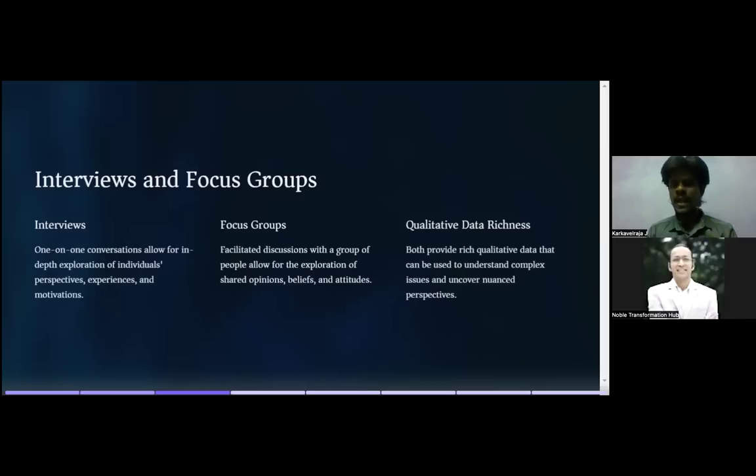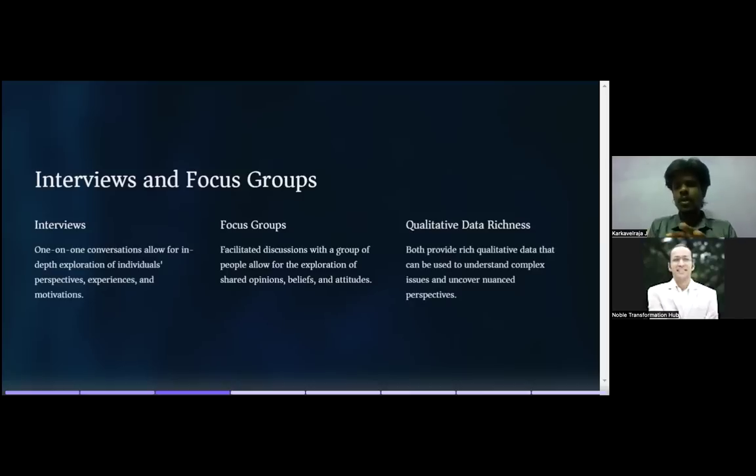Next, qualitative data richness. Both provide rich qualitative data that can be used for understanding complex issues and uncovering greater perspective. Because, guys, we are just having a one-on-one conversation, that is not going to be any kind of faulty data. Similarly, we are just focusing on a particular group, so how would it be missing?